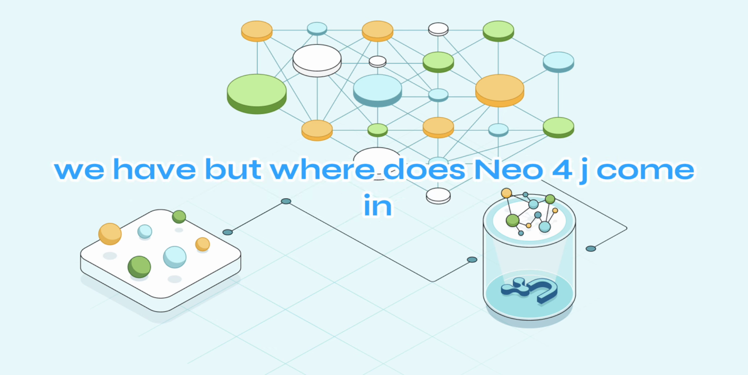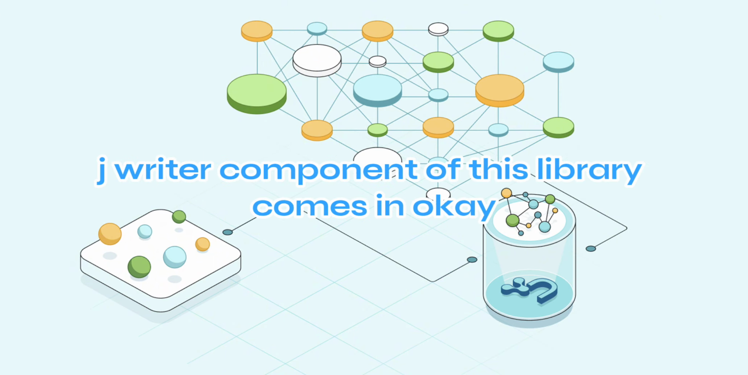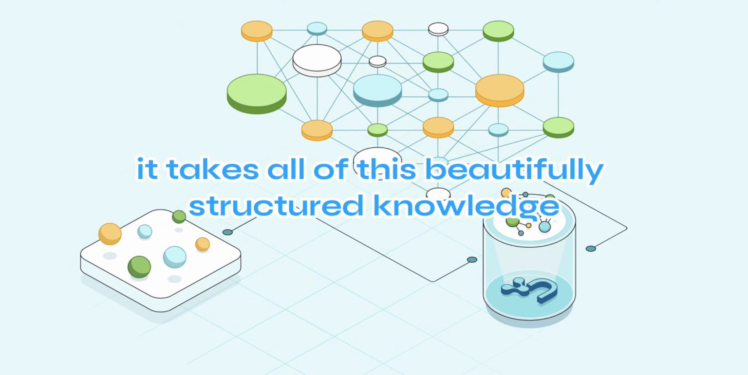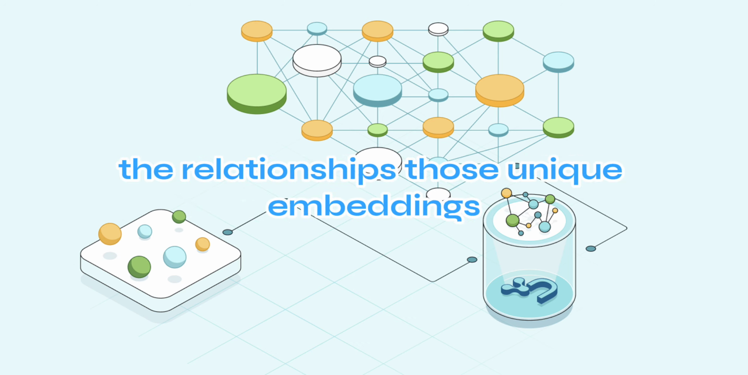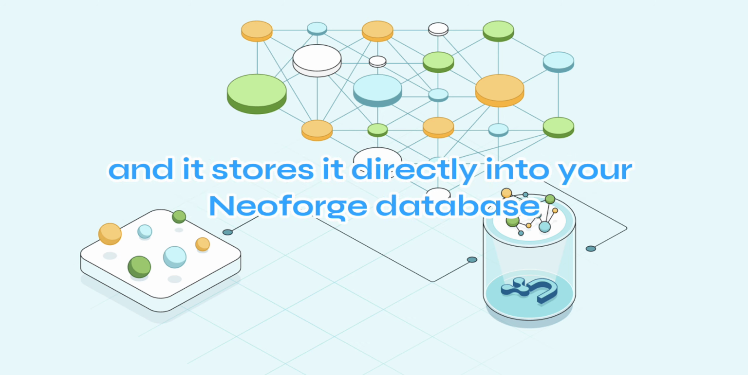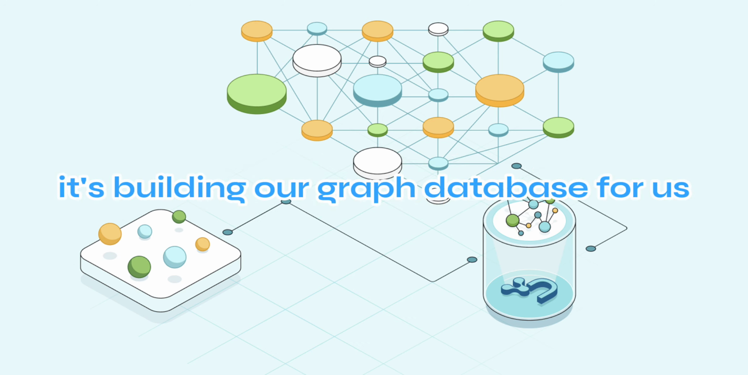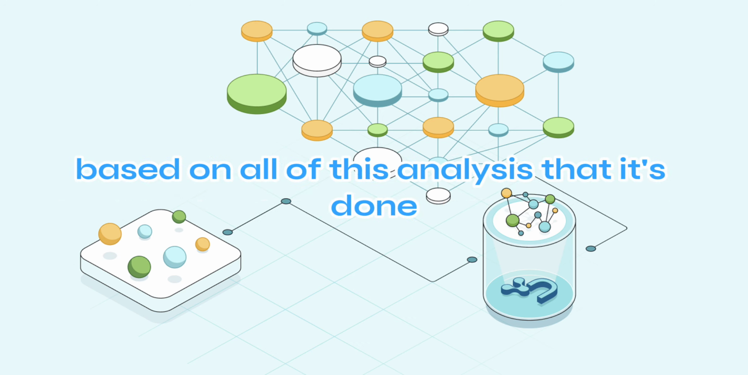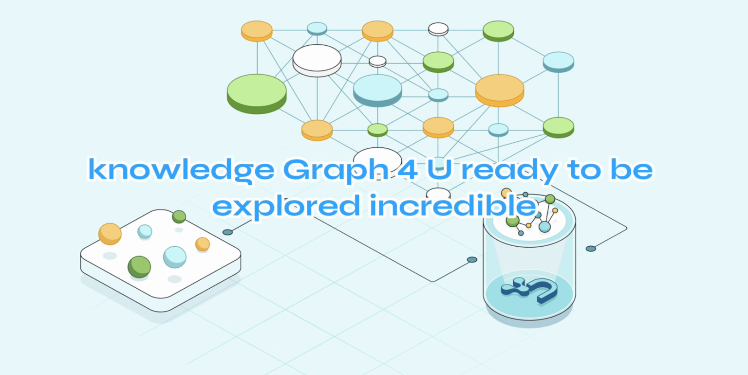We have. But where does Neo4j come in? That's where the Neo4j writer component of this library comes in. It takes all of this beautifully structured knowledge, the entities, the relationships, those unique embeddings, and it stores it directly into your Neo4j database. So essentially it's building our graph database for us based on all of this analysis. It's building that knowledge graph for you, ready to be explored.